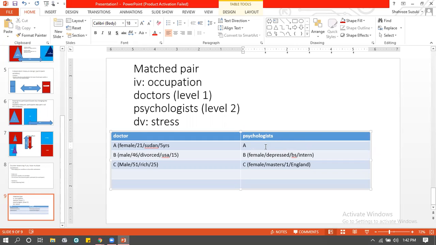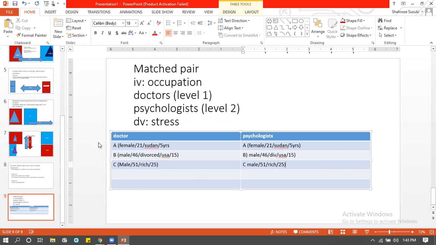So in the doctor group, participant A was a female, 21, Sudan, and 5 years of experience. In the other group, I will take a psychologist who's also a female, who's also 21, who's also from Sudan, and has also 5 years of experience. Participant B in the doctor group is a male, so I'm going to match him with a psychologist who's a male, who's also 46, also divorced, also comes from USA, and also has 15 years of experience. Same for person C: find a psychologist who's a male, who's 51 and rich, and has 25 years of experience.